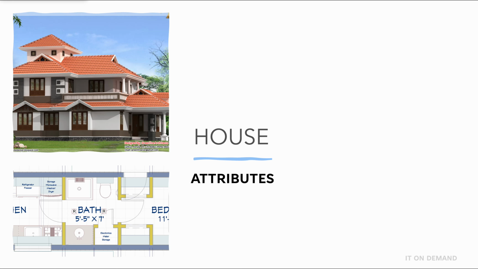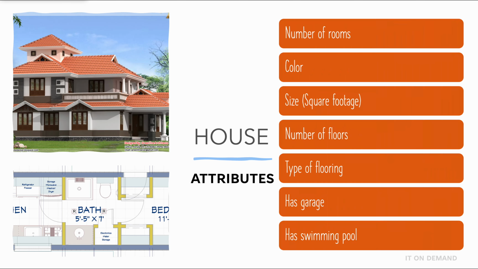For a house, for instance, we might be talking about the number of rooms, what color the house is, what size the house is, how many floors we have, what type of flooring we have, whether the house has a garage, whether it has a swimming pool. These are the attributes of this house.